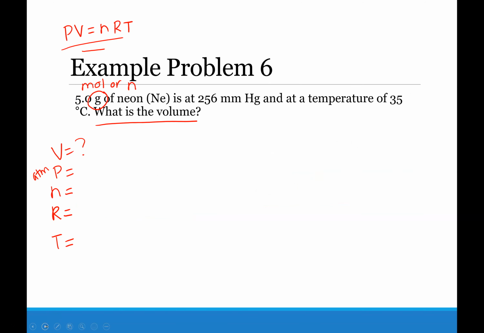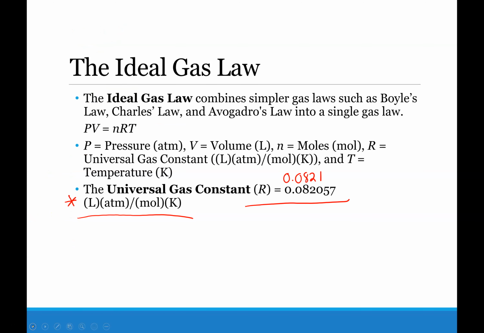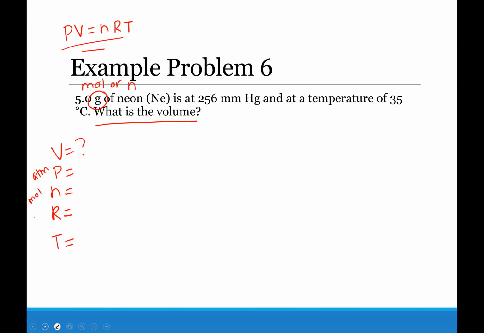So pressure in ATM, N is your number of moles, R is your ideal gas constant, which again is every single one of these. So liters times ATM divided by moles and Kelvin. And that'll help you remember, if you can remember this, all of the other units. And then, of course, temperature has to be in units of Kelvin.